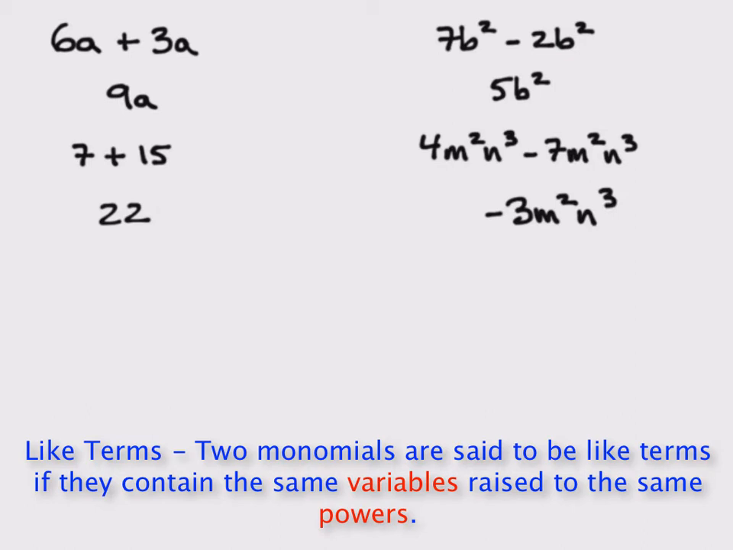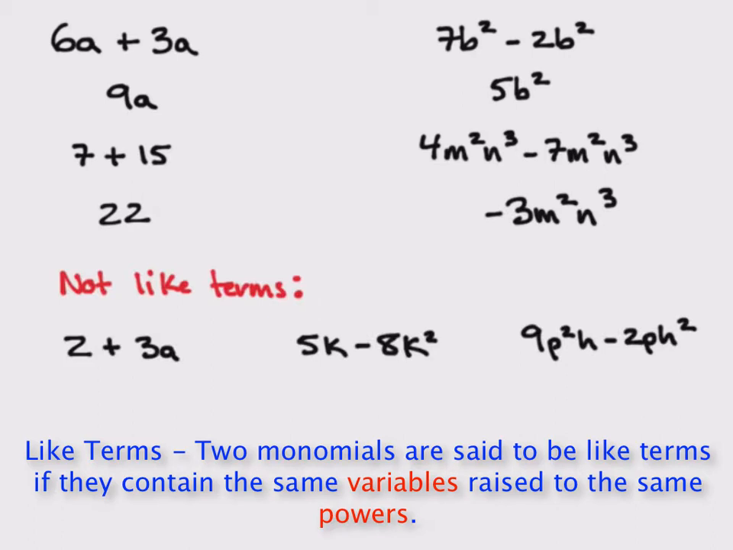Now here are some examples of terms that are not like terms. And why aren't they like terms? It's because we're trying to combine some of one number with some of a totally different number. So you can't combine them. For instance, 2 plus 3a. I don't know what a is, so I don't know what 3a is. There's no way we can combine 2 and 3a. We just leave it as is.